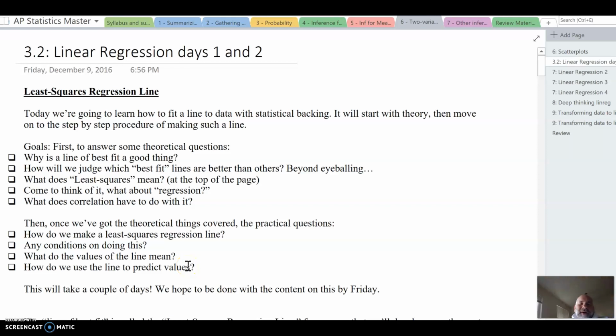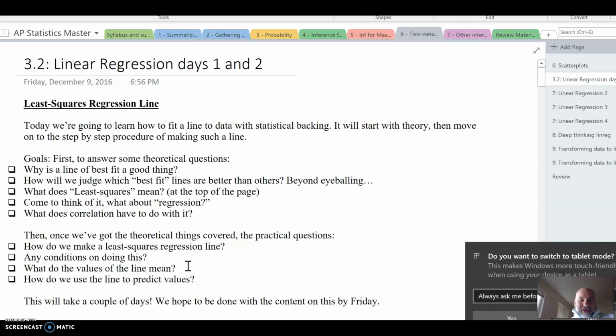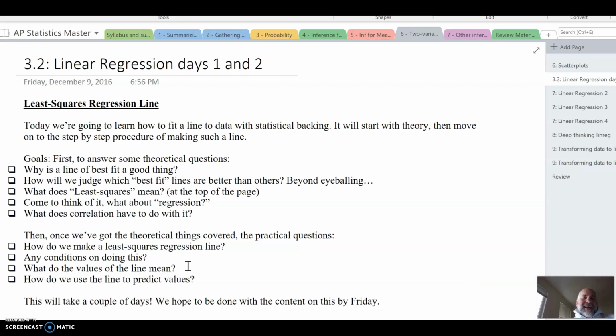AP Stats. This is about try number 6 of recording this. I've had a lot of weird technology issues, but I'm hoping that this goes better. So, starting linear regression.